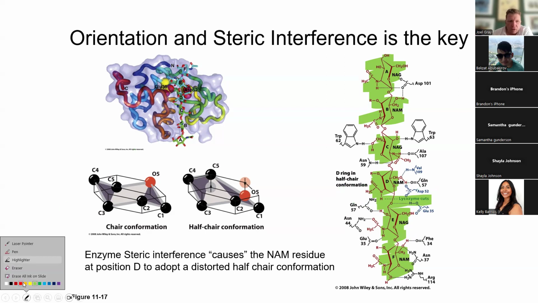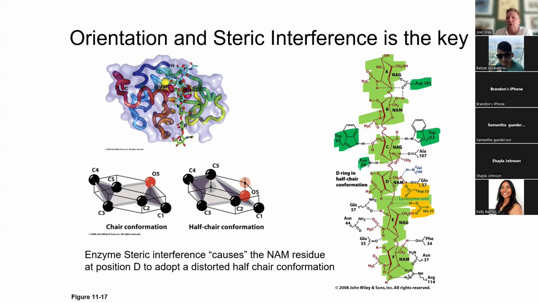The amino acids that are critical for this are aspartate 52 and glutamate 35, and those are your pretty key amino acids. Now, what's tricky about this is you have a handful of other amino acids. So if you start at the top, you'll see aspartate 101, tryptophan 62, tryptophan 63, asparagine 59, alanine 107.